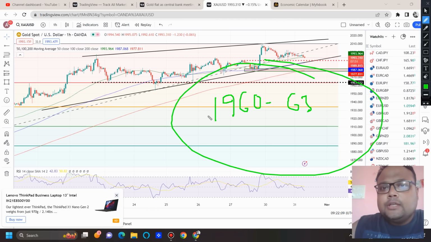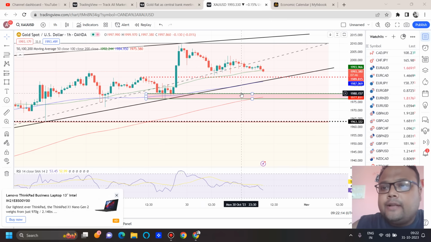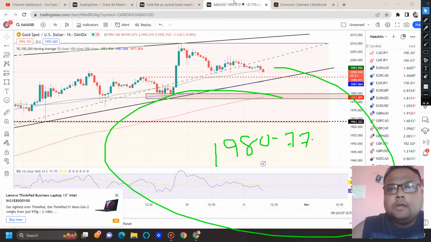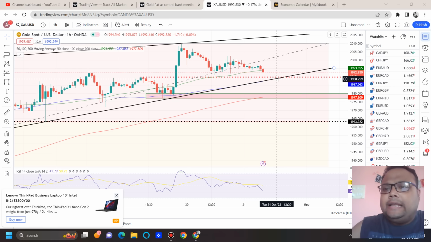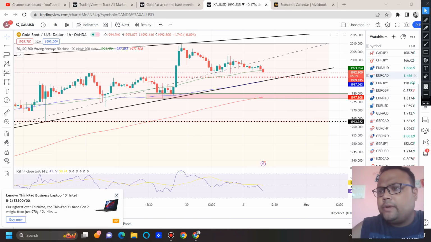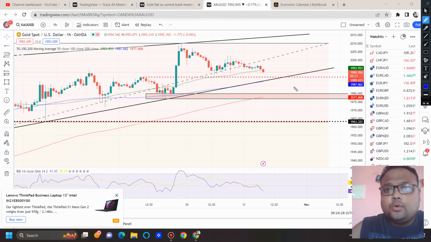Okay. So this is the best support on the chart of gold right now, 1960 to 1963. Before that, we also have a support around 1980 to 1977. This also seems to be a good medium support in case the market doesn't fall with heavy volatility. Then you can expect that this particular zone, 1980 to 1977, will provide support to the market. And here also we can expect a good bounce. So these are the two levels where we can look for support in case gold starts falling.